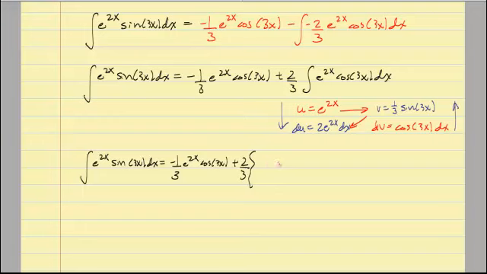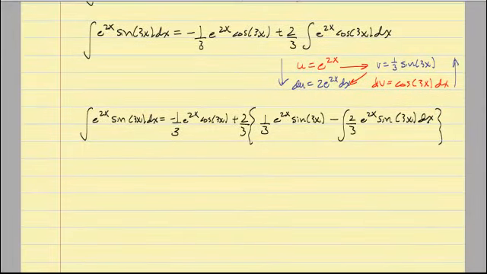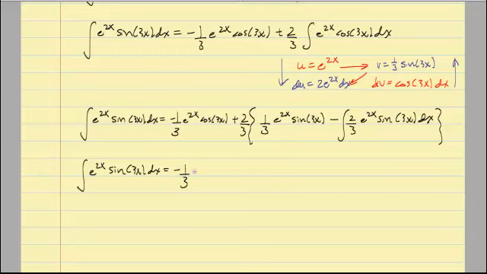So uv is going to look like 1/3 e to the 2x sine of 3x. uv minus integral of v du. I'm going to have 2/3 e to the 2x sine of 3x. Now we've almost got what we want here. What I need to do next is distribute that 2/3, and again I'm dragging everything else along here, and then I'm going to use algebra to solve this out. It's going to work really slick.